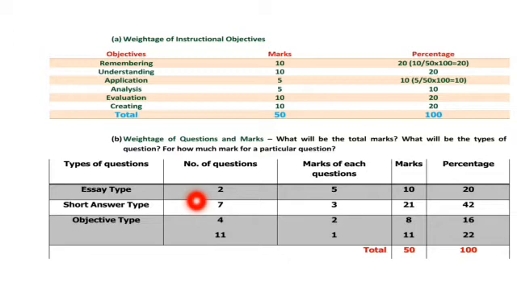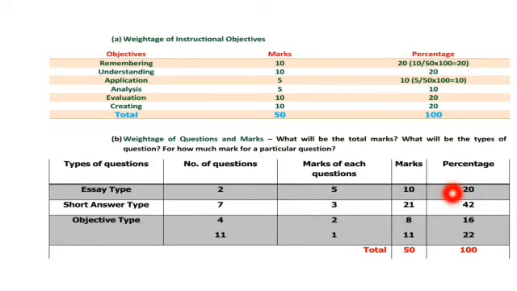So coming to the next, the types of test. Within this type of test, out of this 50 marks, how much are you going to allot? You have given 10 marks for the essay type, short answer type 21 marks, the total of 21 marks. For the objective type test, you have decided that you are going to focus on 2 marks each and 1 mark each.